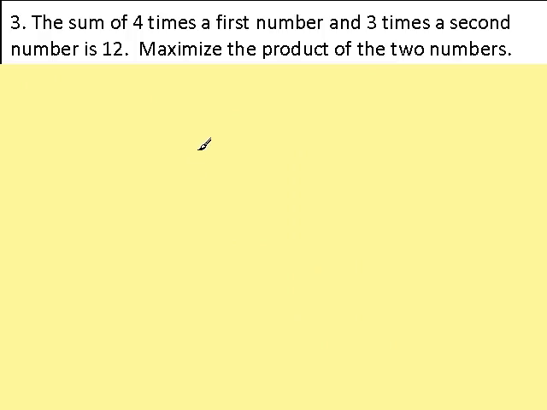Number 3 says the sum of 4 times a first number and 3 times a second is 12. Maximize the product of the two numbers. So let's say x and y are our numbers. So we have 4x plus 3y is equal to 12, and we want to maximize the product. So we want to maximize this p, and we have two variables on the right, so we're going to eliminate one of them using this expression.